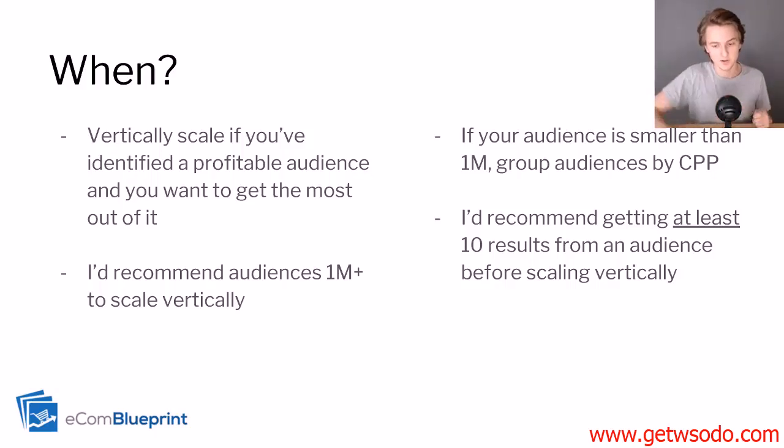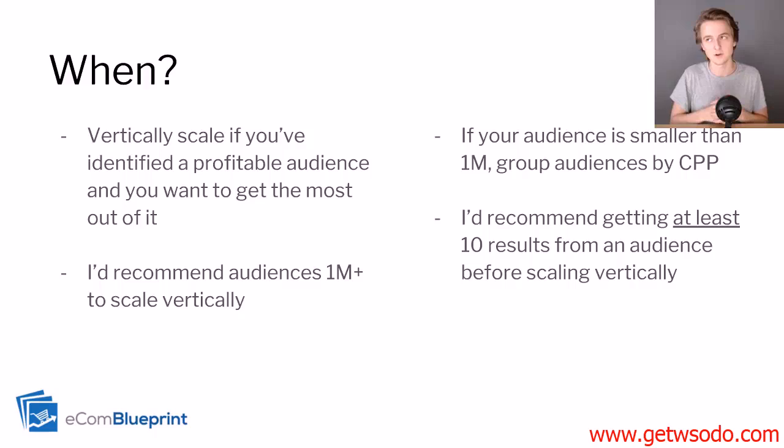Now, another thing I put here is that I'd recommend getting at least 10 results from an audience before scaling vertically. So if you're optimizing for purchases, you're trying to get purchases, I would recommend getting at least 10 purchases before determining that this is a good audience, right? So for example, if you're running at $10 a day and your cost per purchase is $10, then you will need to wait at least 10 days, and then over those 10 days you will need to be profitable and everything looks good, and then you can scale vertically.